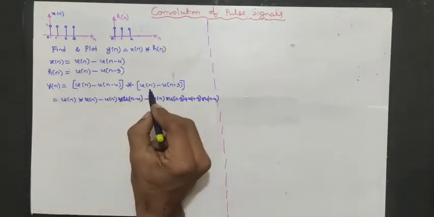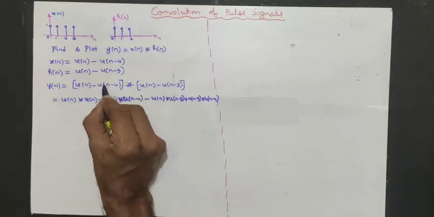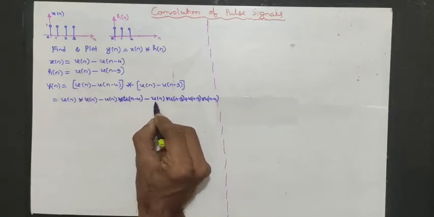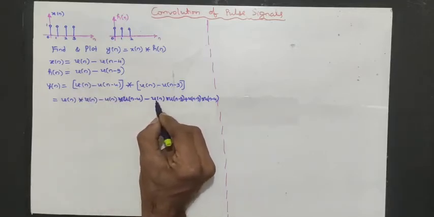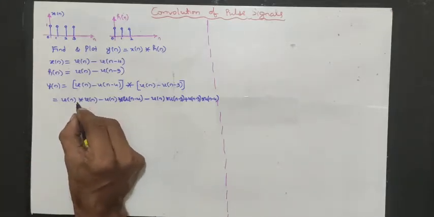See, here I am multiplying u(n-3) with u(n). What I am doing is writing u(n) first, so that it becomes easy for you to write the equation. Now I have to apply the convolution formula.